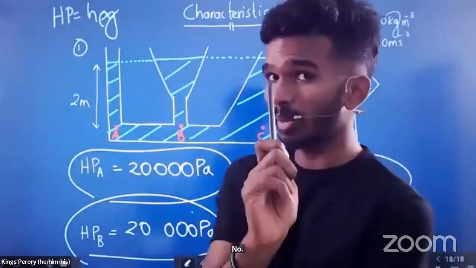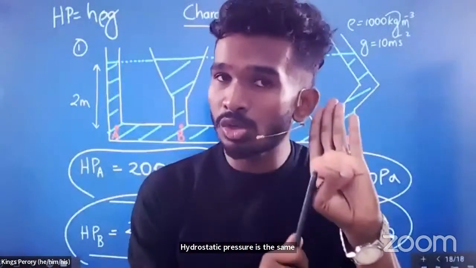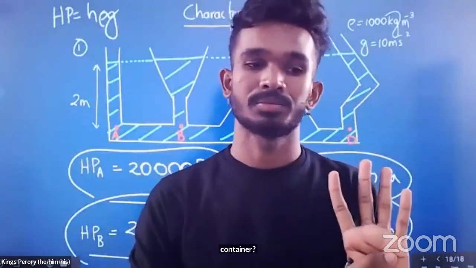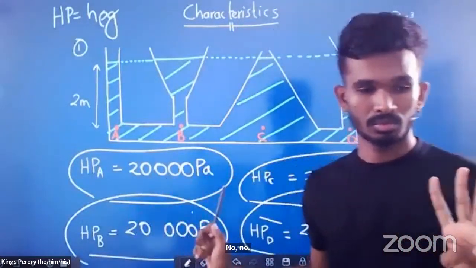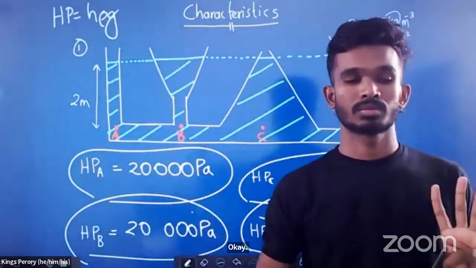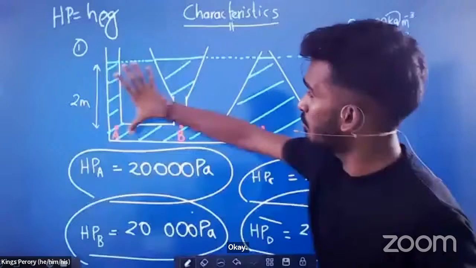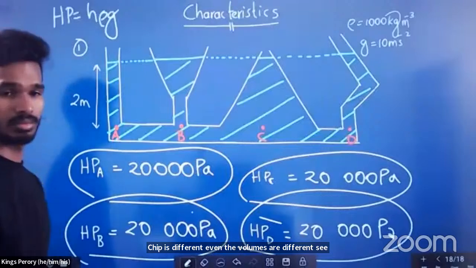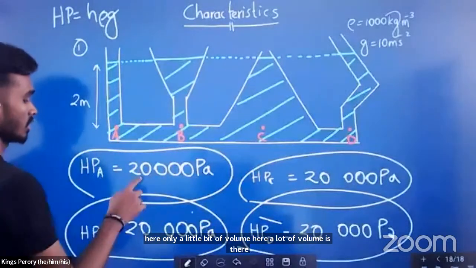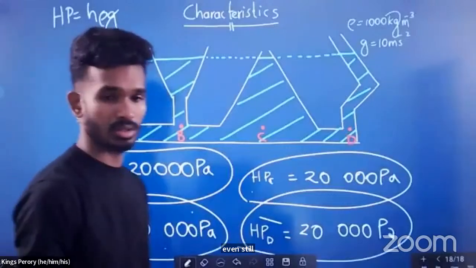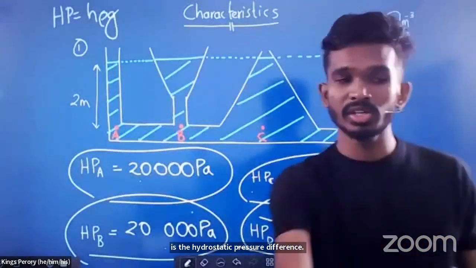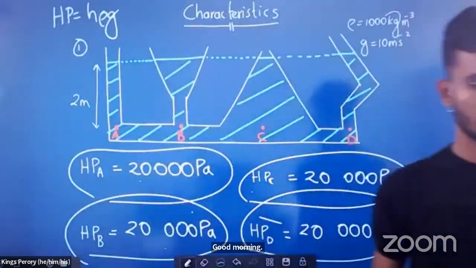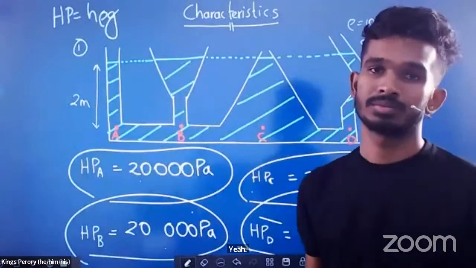Again, now tell me, does hydrostatic pressure depend on the shape of the container? No. Even the volumes are different. Here only a little bit of volume, here a lot of volume is there. Even still, is the hydrostatic pressure different? No. Second question: does hydrostatic pressure depend on the volume of the fluid? No. Only height.